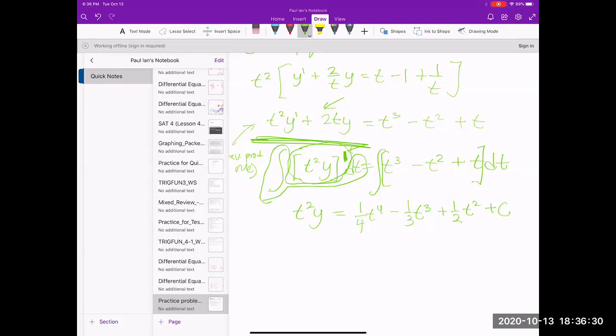So minus t cubed over 3 plus t squared over 2, and I guess plus an arbitrary constant. It's an indefinite integral, not definite. There you go. And then with that, the next thing is you have to make this disappear, right?